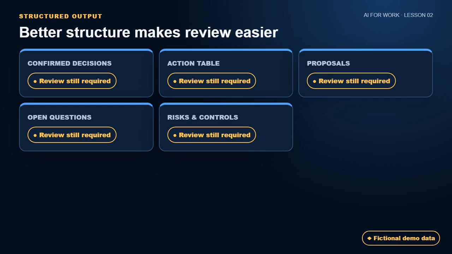Next, we inspect the initial output from the complete brief. Its structure is easier to review. Confirmed decisions are separate from proposals. Open questions include the disputed cancellation timeline and the missing location for the next check-in. Risks and controls explain that neither cancellation timeline should be published until an authorized person resolves the conflict. Most action rows have owners, dates, status, and evidence from the notes.